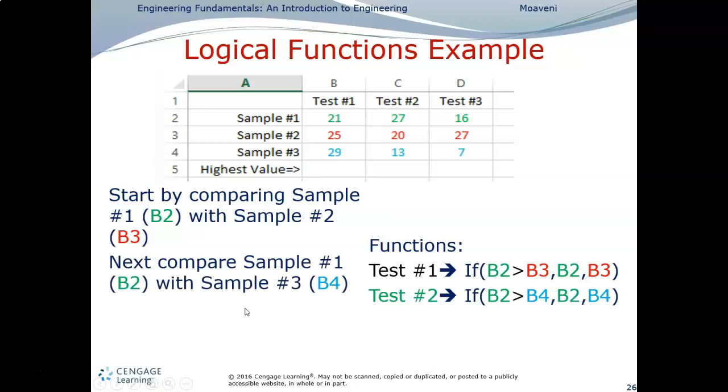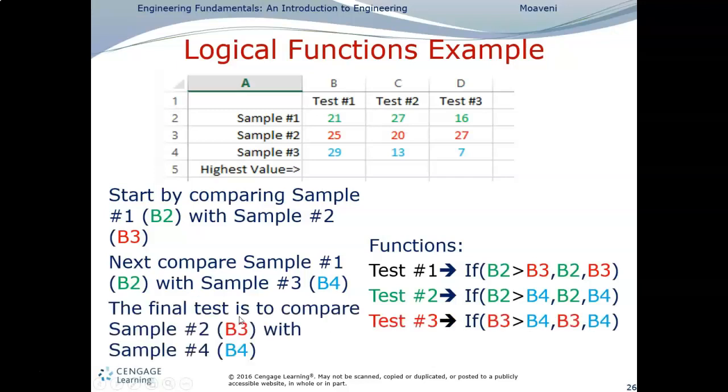Next, compare sample 1, B2, with sample 3, B4. So test number 2, B2 greater than B4. If that's true, B2 is the answer we'll get, and if not, B4. Well, we have one more test, and that test is to check sample 2, B3, with sample 3, B4. So the test, if B3 is greater than B4, then we will use B3 as the answer, if not B4.